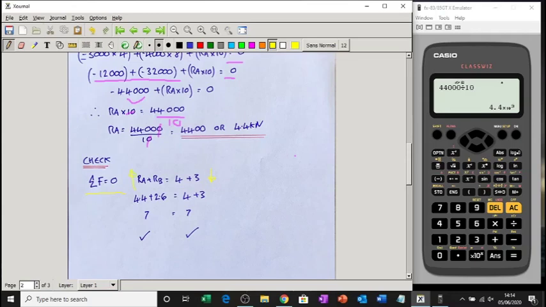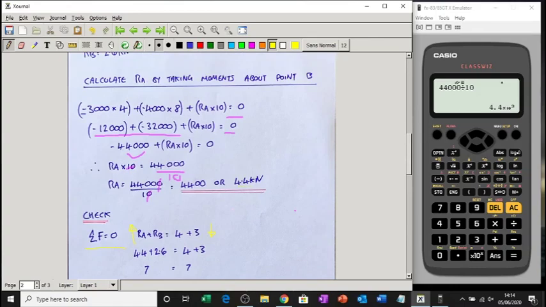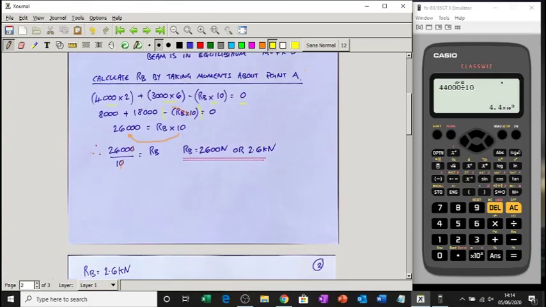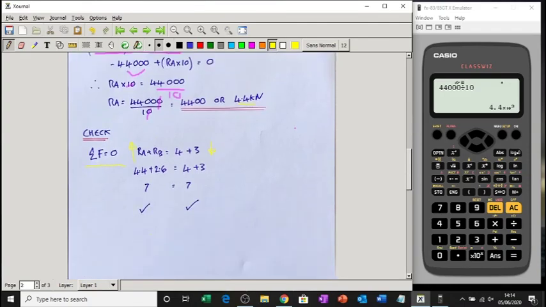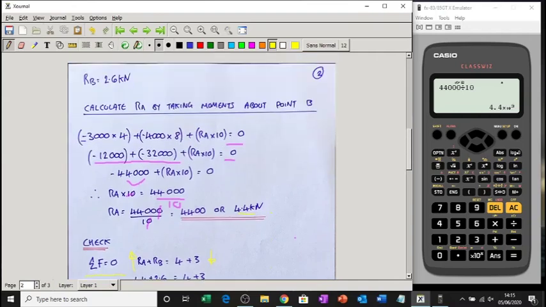So you could say these are negative numbers coming down and these are positive coming up. So 4.4 plus 2.6 equals 4 plus 3, which does. So that plus that gives you 7. So 4 plus 3 is 7. So I'm quite happy that my reactions are correct. So RA and RB we now know, so we can use them now to plot our shear force diagram.